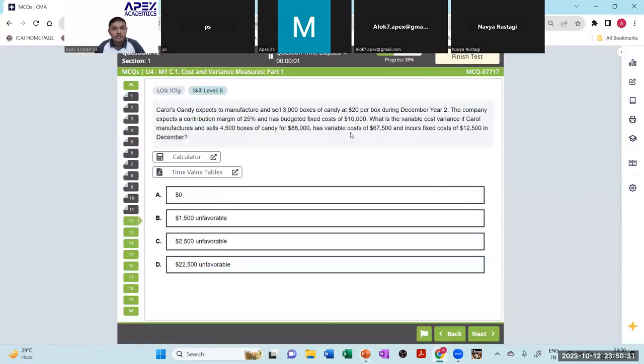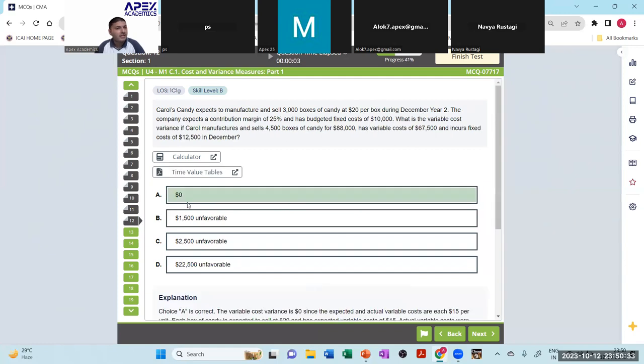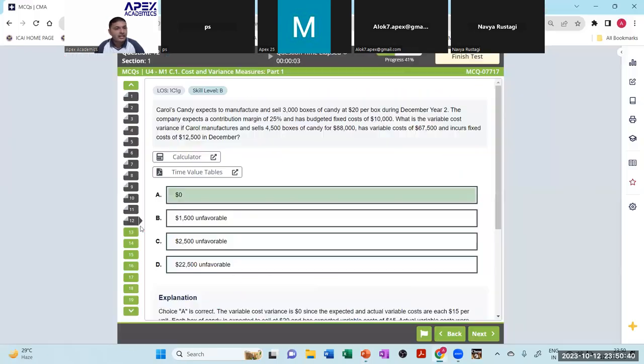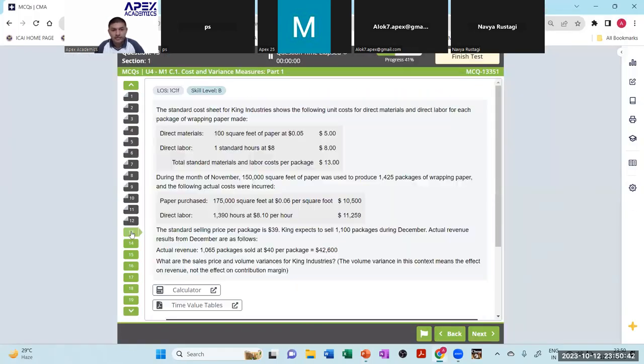Question 12. Now see, they are asking you variable cost variance in this. We have already solved it. See here, the first item we have done is variable cost variance, correct? So this question is also over. Next question. This is a fantastic question.